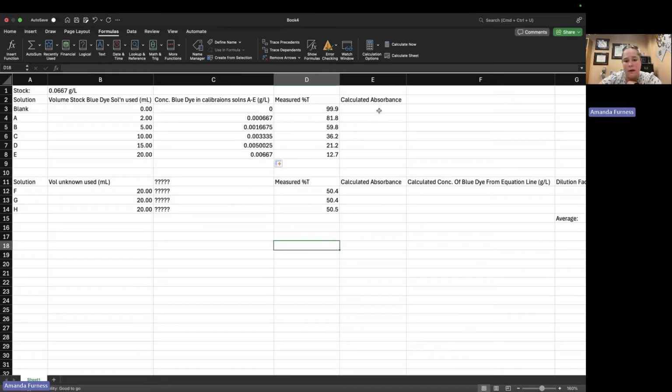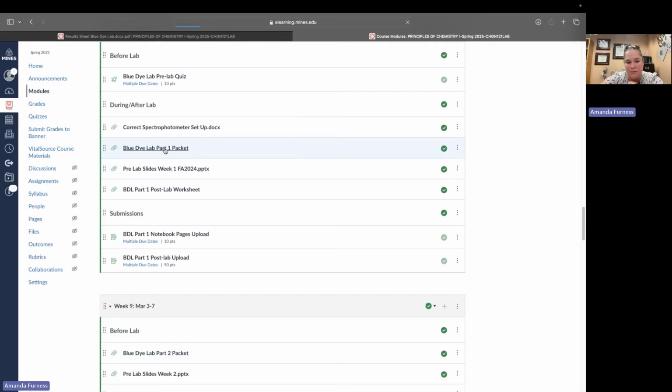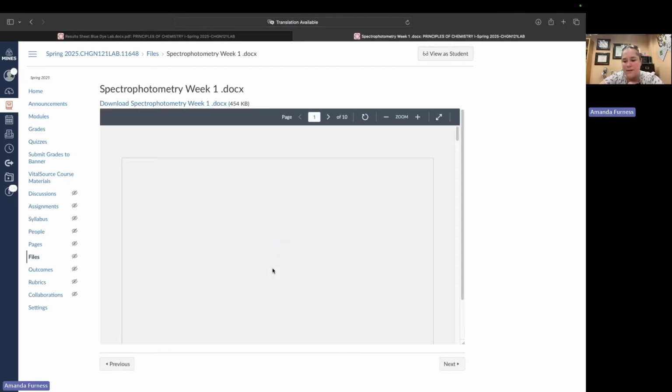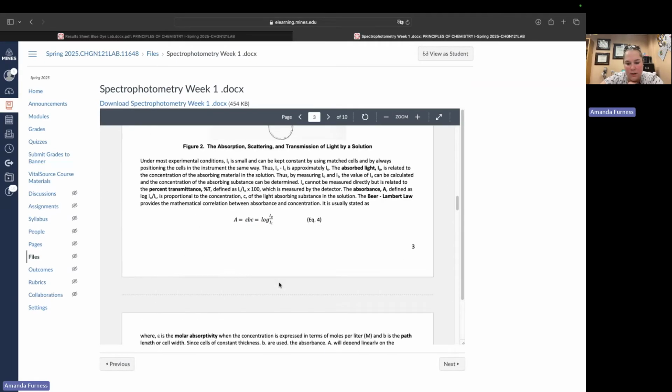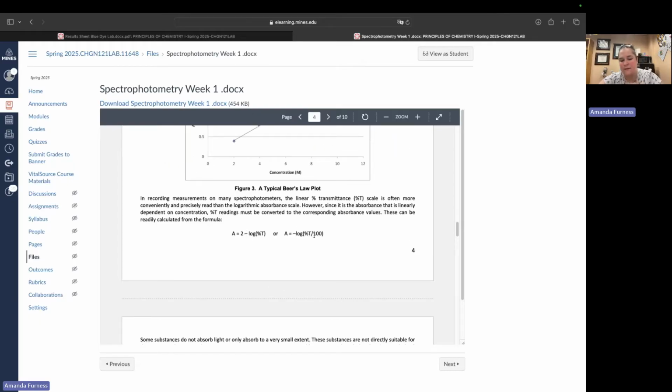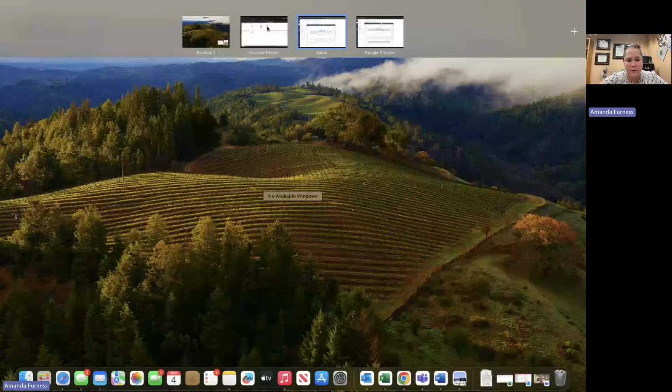Okay, the next thing that we'll need to calculate is the absorbance. So if we look at the blue dye part 1 packet, this has all of the background on spectroscopy in it. And if I scroll down to page 4, it gives me the formula to convert between absorbance and percent transmittance. So absorbance is equal to the negative log of percent transmittance divided by 100. So I can plug this formula into my Excel spreadsheet so it'll calculate all of the absorbances for me. So that's what we'll do next.